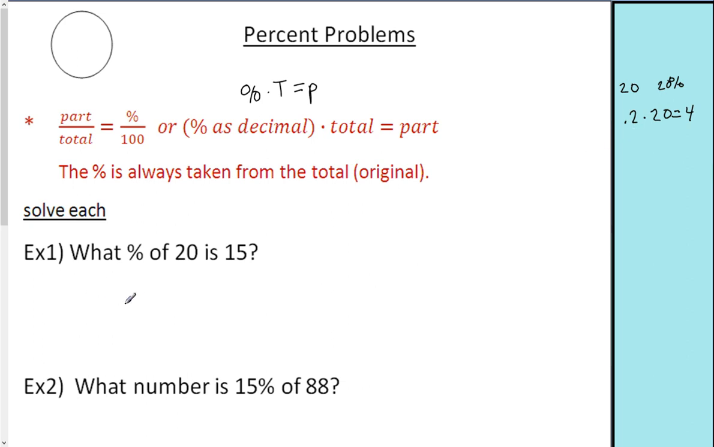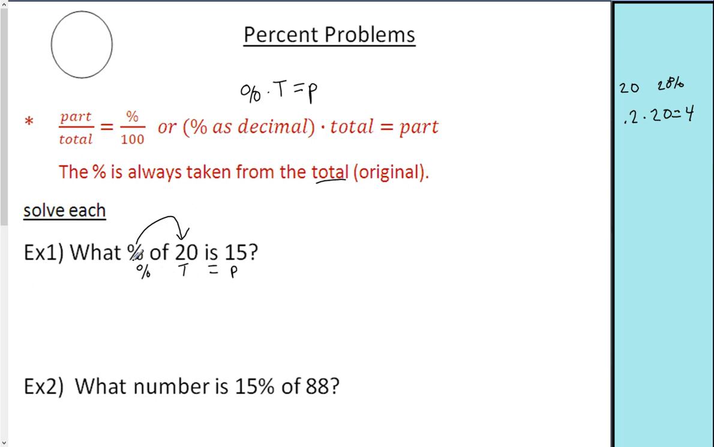All right, so using this formula, what percent of 20 is 15? Well, the first thing you need to understand is that the percent is always taken from the total. The percent is taken from the total. If you figure out where the percent is being taken from, whatever is being taken from is the total, is the original, okay? So what percent of 20? You're taking a percent from the 20, so the 20 must be the total. This obviously must be the percent. And "is" means equals. And this must be the part.